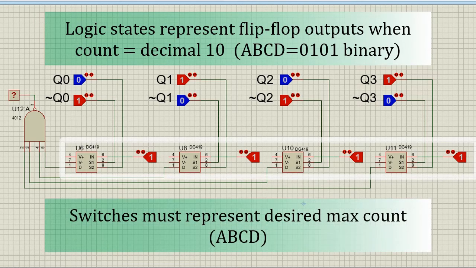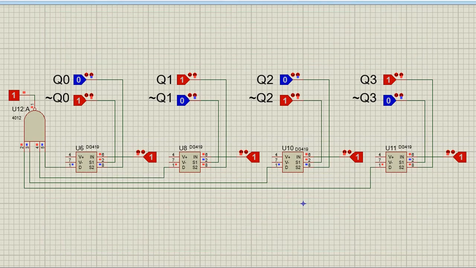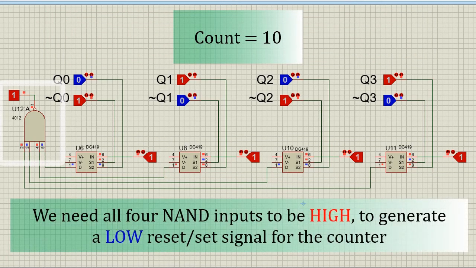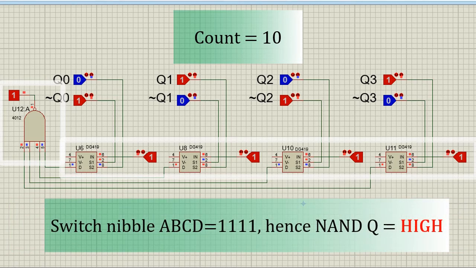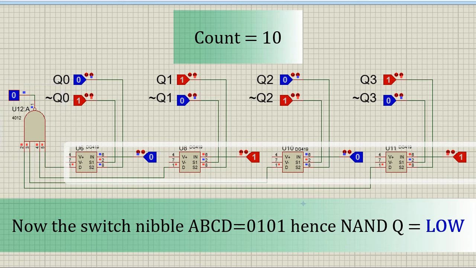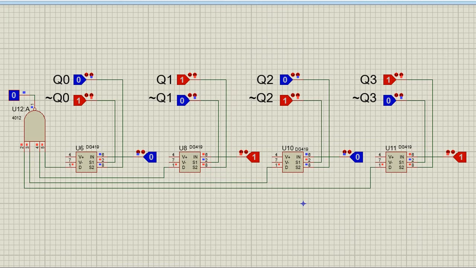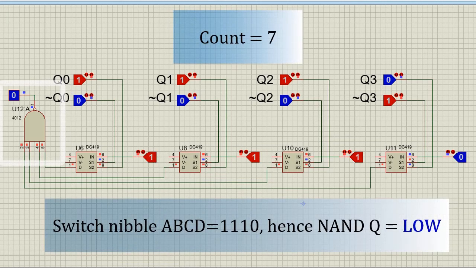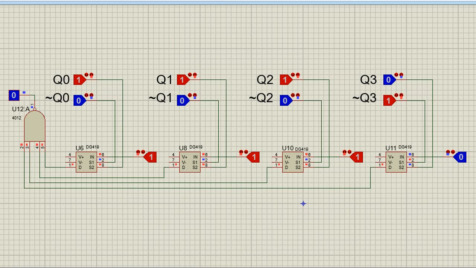We need to match our switch inputs to the desired maximum count, because we need a low signal from our NAND gate to reset or set our flip-flops, because that's how they work. When the count is 10, we need our switches to also match the binary equivalent of 10 to give us our active low reset signal from the NAND gate. And that's the same for any maximum count that you want. You need to change the switches to match that maximum count so that we always get an active low reset signal from our NAND gate.